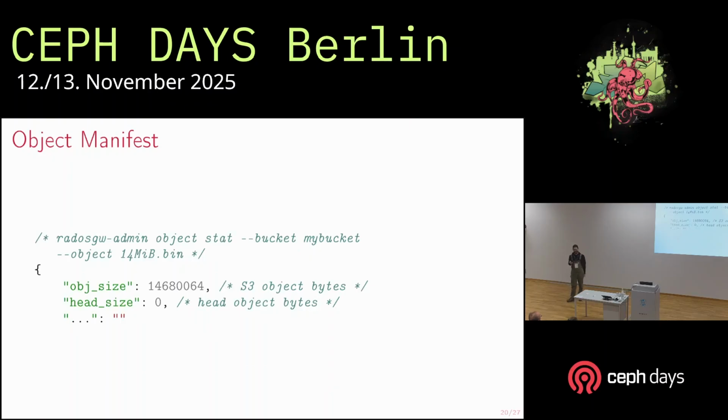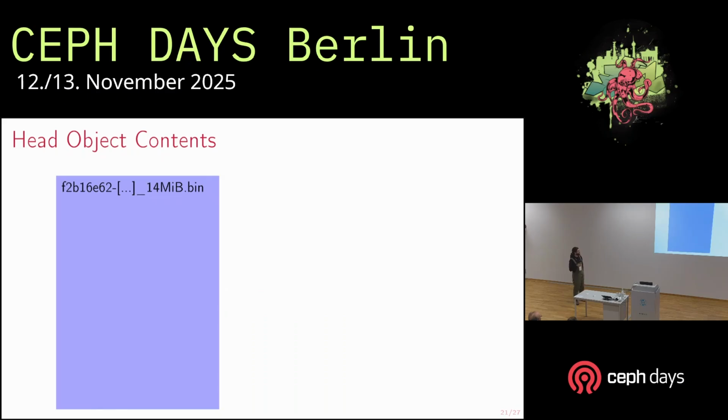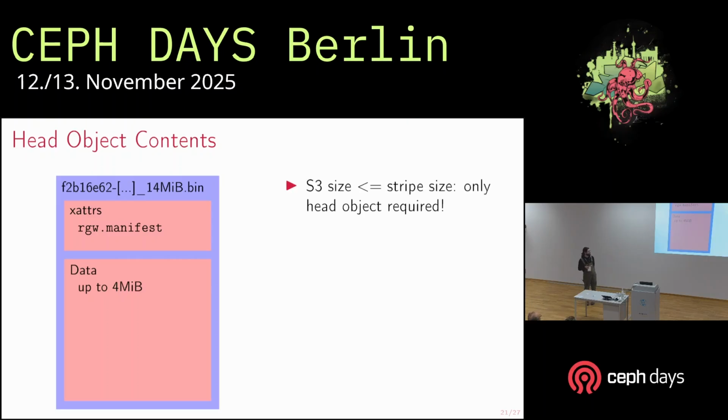And then there is a head size. Why is there a head size for an object? Well, we are talking only about the extended attributes, and have seen no data yet. Well, this is a RADOS object. We can still store some data in there, and we can store up to 1 stripe of 4 megabytes directly in the head object, in the first object.